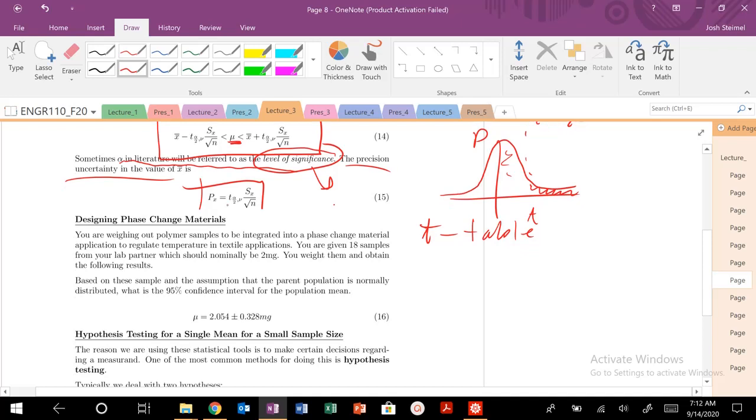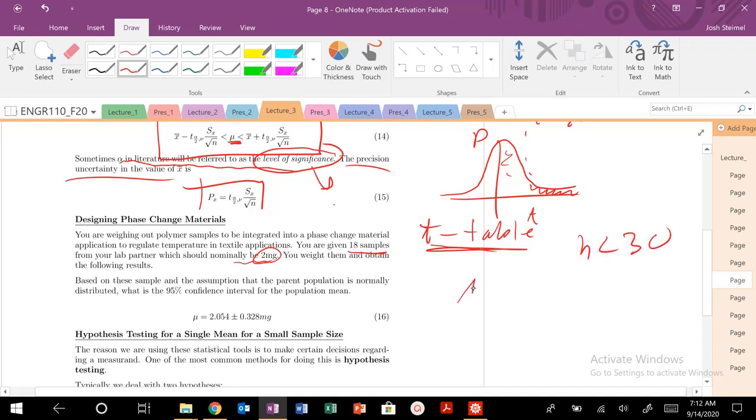We're going to do a quick example to work with our t-tables and get used to looking at those and solving problems. So we are looking at phase change materials, and we're given 18 samples. They should nominally be at 2 milligrams, so the population mean should be this, but we're going to actually test that and measure it. So we're given 18 samples, so we know that n is less than 30, so we need to use our t-table.